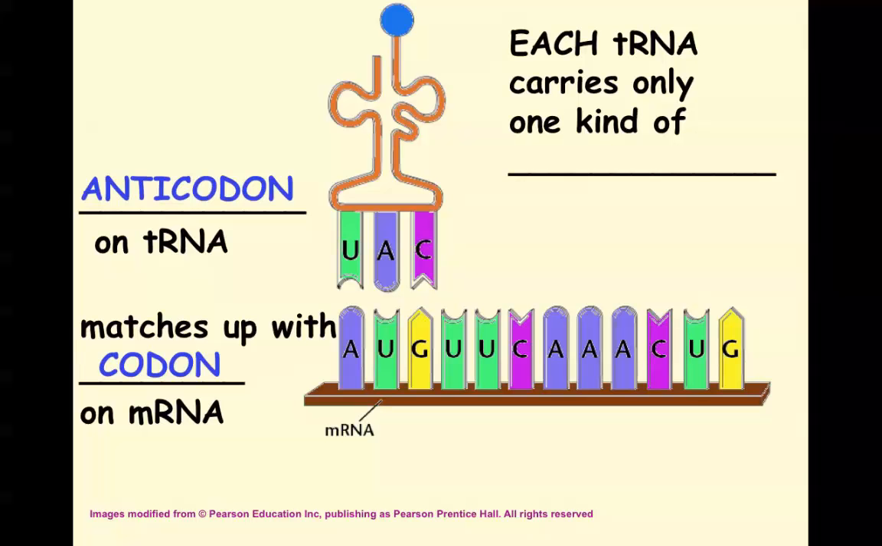Like I said earlier, each tRNA carries only one kind of amino acid. So for the AUG codon, the tRNA that has the anticodon for that will carry the amino acid methionine. That's the start amino acid.